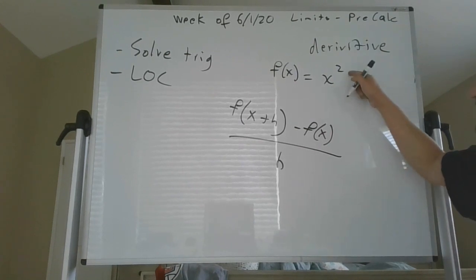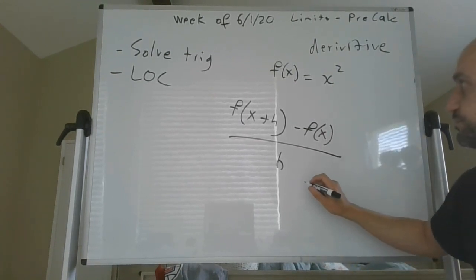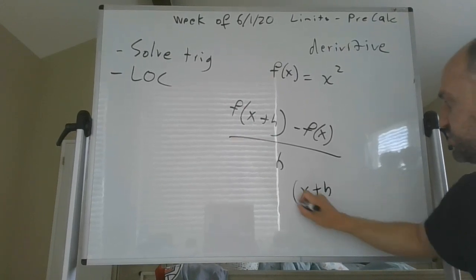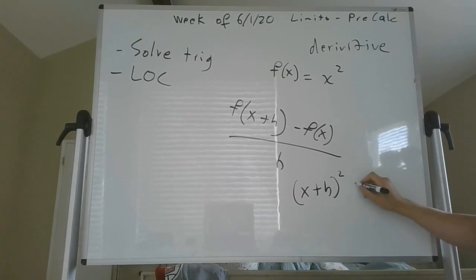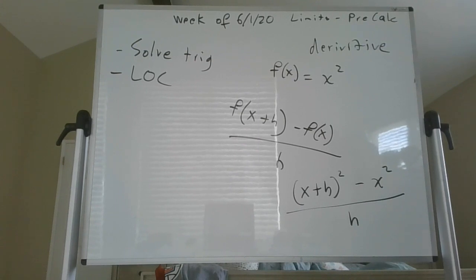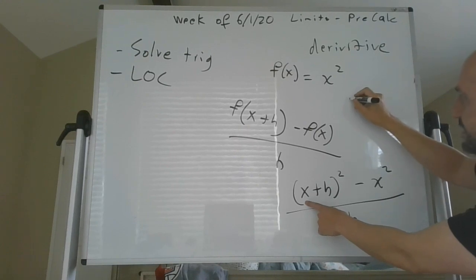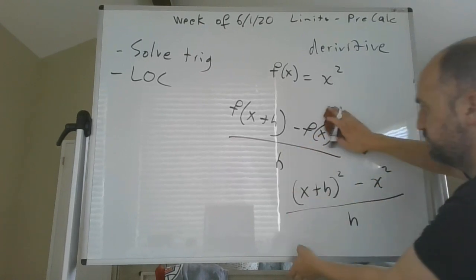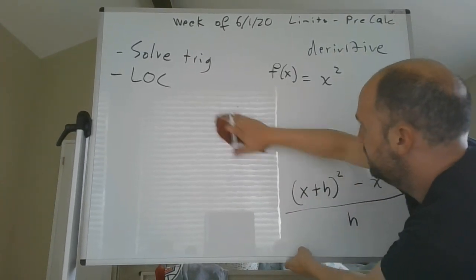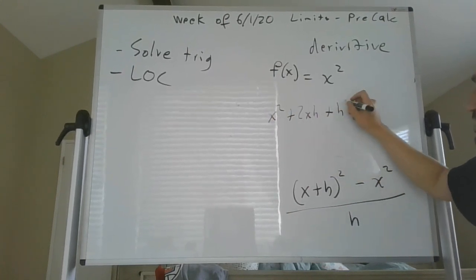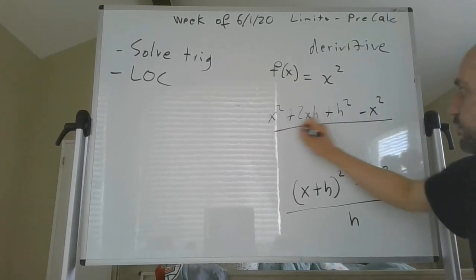So in this case of x squared, that is going to be x plus h squared minus x squared all over h. Okay? So x plus h squared. I'm going to erase this difference quotient just so we can. I just plugged that into the difference quotient. Okay, if you remember what we did with difference quotient. So that's going to get us x squared plus 2xh plus h squared minus x squared all over h.